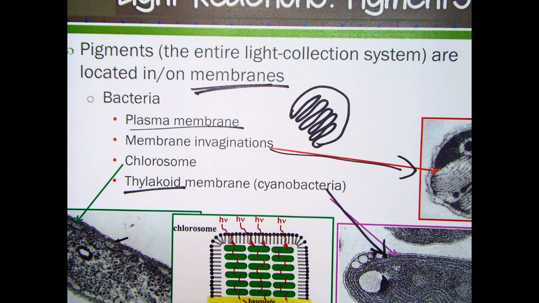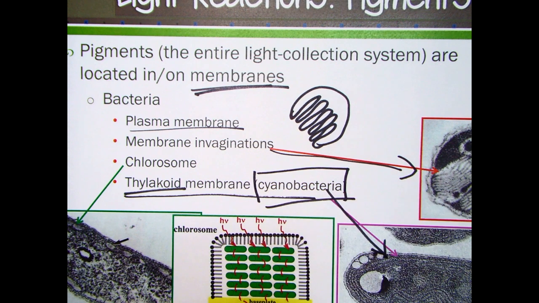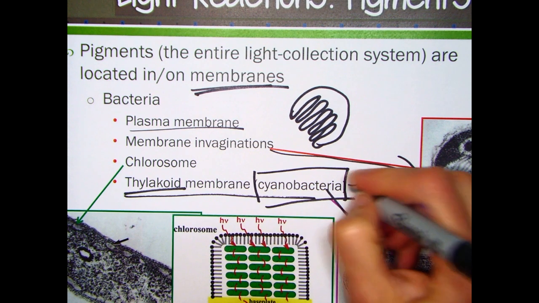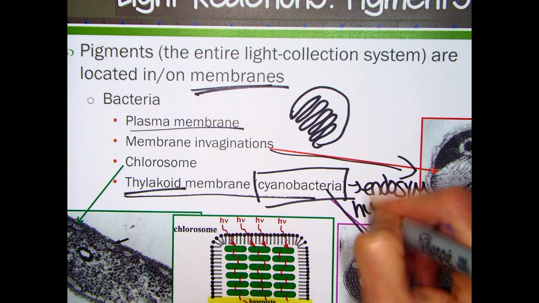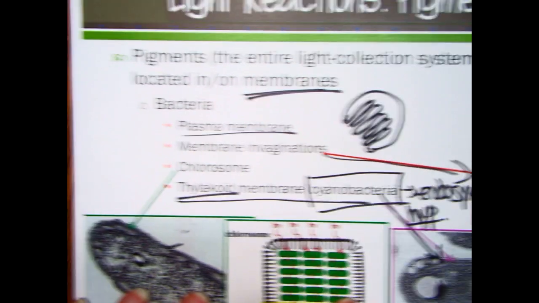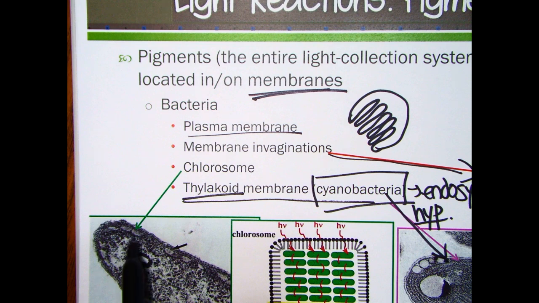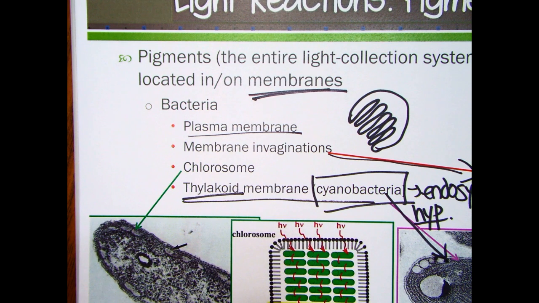And so this is one of the structural similarities between cyanobacteria and chloroplasts that supports the endosymbiotic hypothesis. If you guys remember when we talked about that for exam 1. The final place that you can find pigments is something called chlorosomes. And so chlorosomes are this.